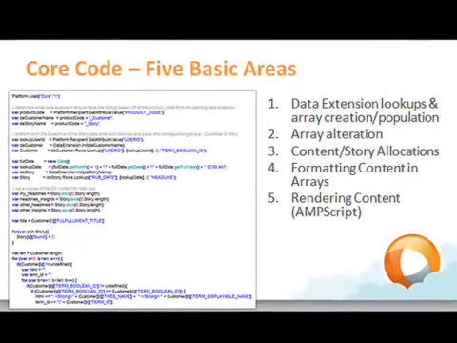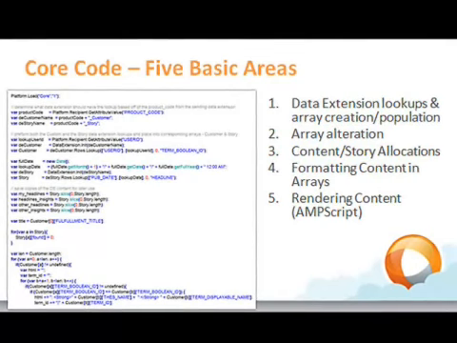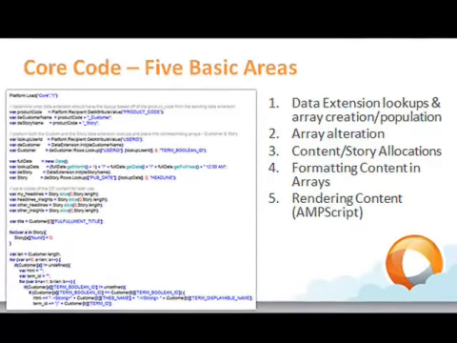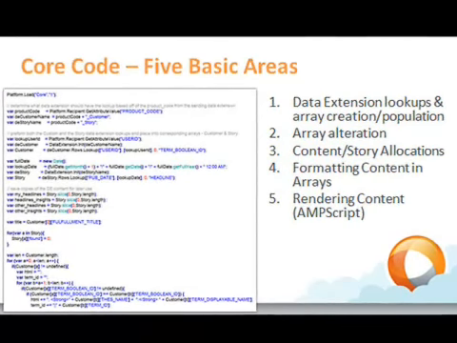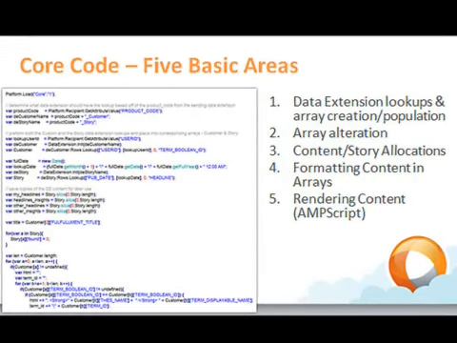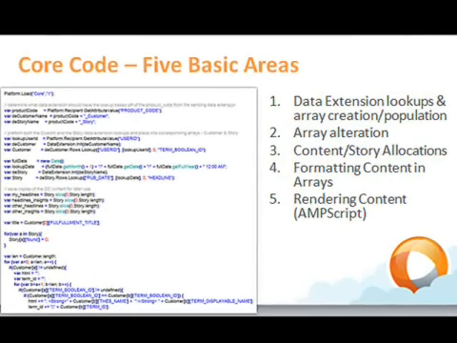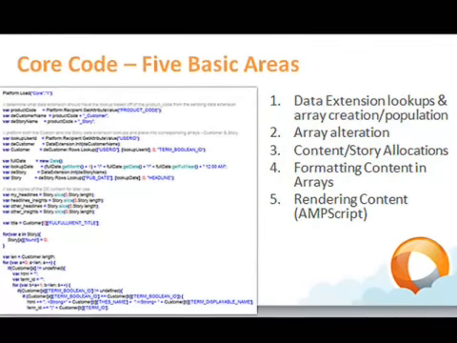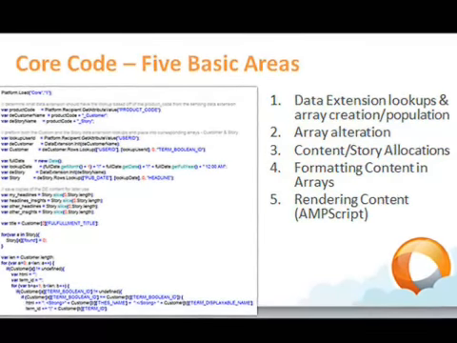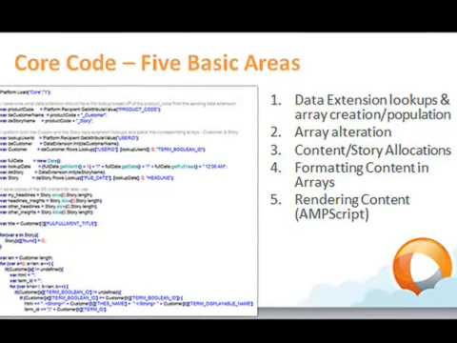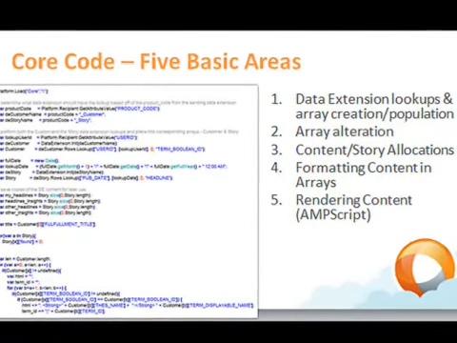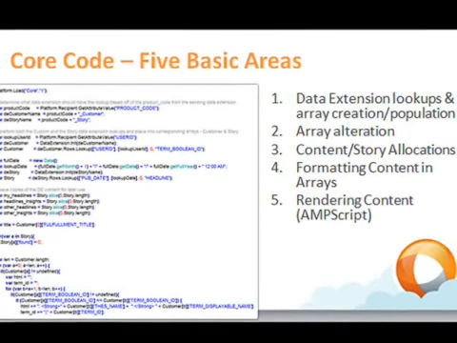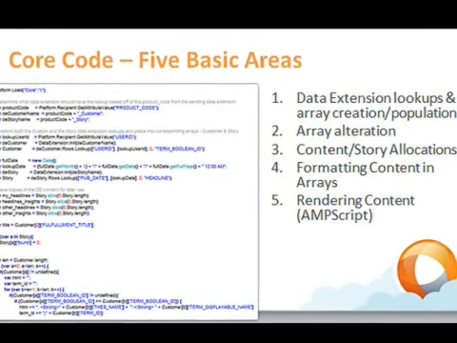As I mentioned, this is executed using server-side JavaScript. We broke the code into 5 basic sections. The first, we do all the data extension lookups, array creation, and population. Second, we create more arrays, the actual arrays that ultimately end up rendering in the email. Third, we do the content allocation into those arrays. So we start traversing the arrays, seeing what stories have matching criteria, and then allocating them to the specific array.